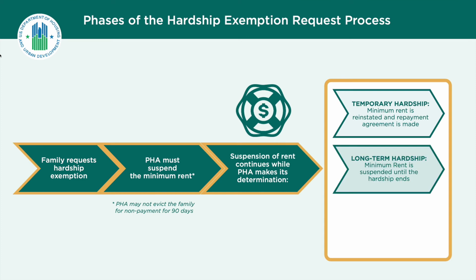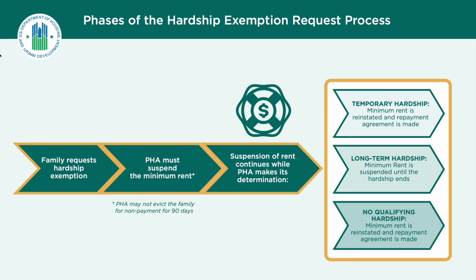If the hardship is verified to be temporary, the PHA must reinstate the minimum rent and offer the family a reasonable repayment agreement of the minimum rent that was suspended. If the hardship is verified to be long-term, the minimum rent must be suspended until the hardship ends. The family may not be evicted for failing to pay the minimum rent while the hardship is occurring. If the PHA determines there is no qualifying financial hardship, the PHA must reinstate the minimum rent, including back rent owed from the beginning of the suspension. The family must pay the back rent on terms and conditions established by the PHA.